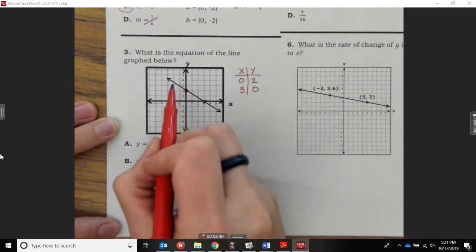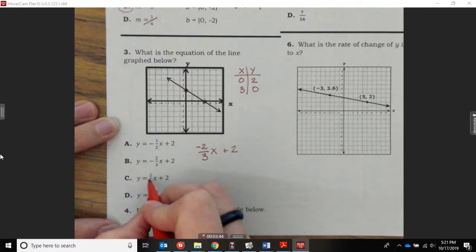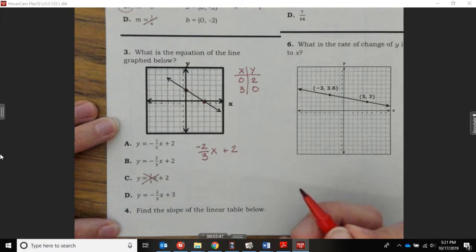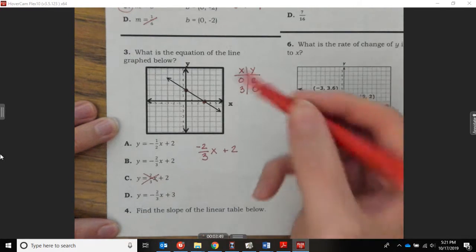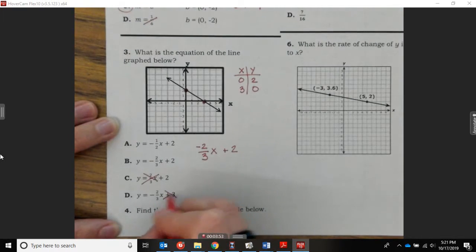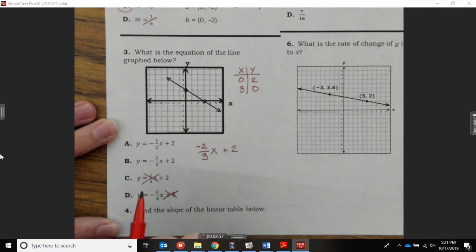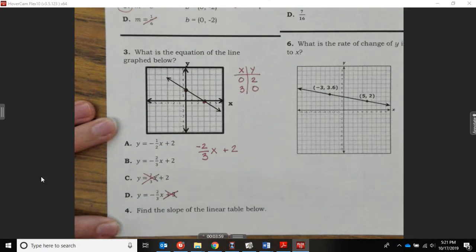Again, one of the first things you should do is say, oh, this is a negative slope. And so since it's a negative slope, I'm going to cross off the answer that's positive. And then if I can look and see that my y-intercept is 2, that would get rid of answer choice D. And if you're still not sure from that point, again, you could use your list page.